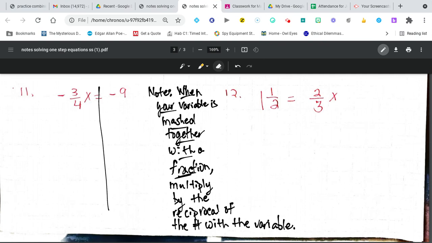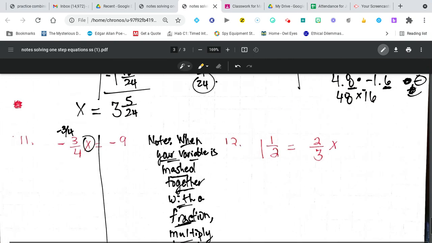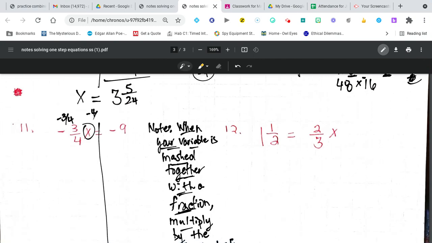I prefer you stay here and work on this since I'm behind. Okay. When your variable is mashed together with a fraction, I need you to multiply by the reciprocal of the number with the variable. Well, what number is with the variable? The number with the variable is -3/4. The reciprocal of -3/4 is -4/3. You just flip it. So since you have a fraction mashed together with your x, all I want you to do is multiply by the reciprocal of that. So the reciprocal of -3/4 is -4/3. But what I do to one side, I also do to the other side. So this is a special case, guys.